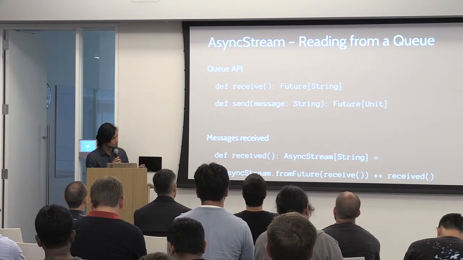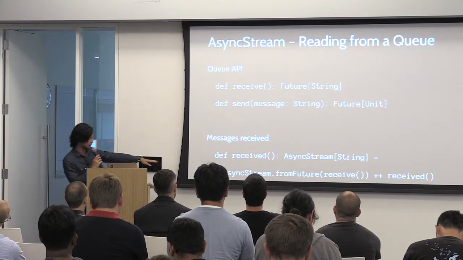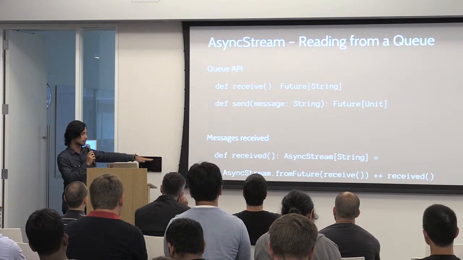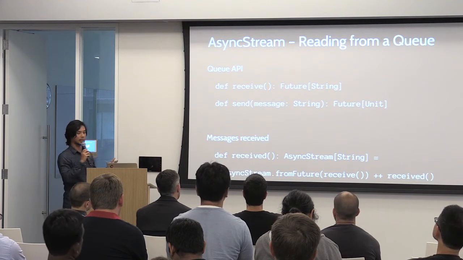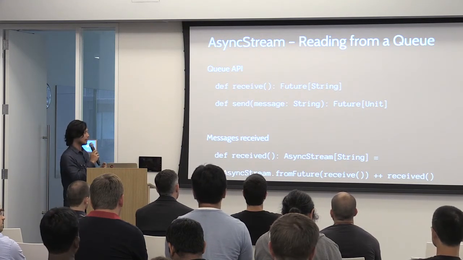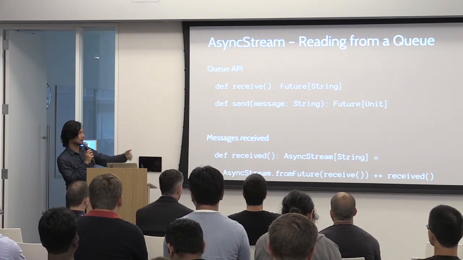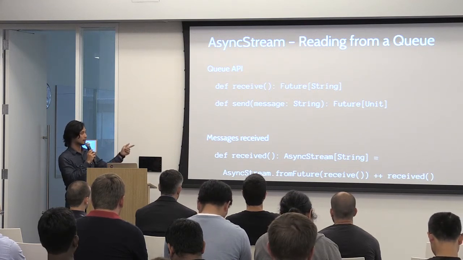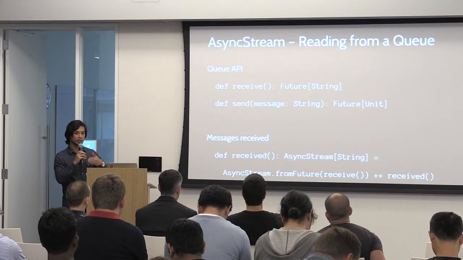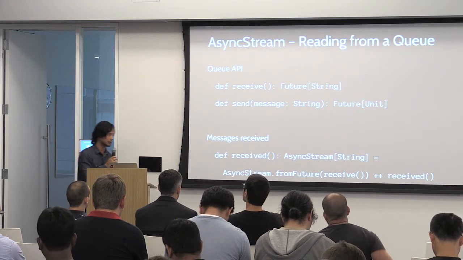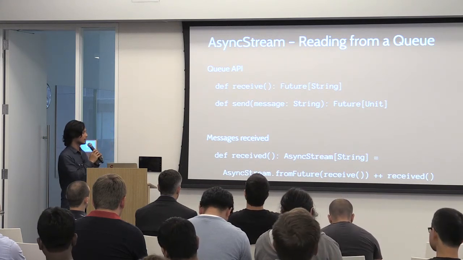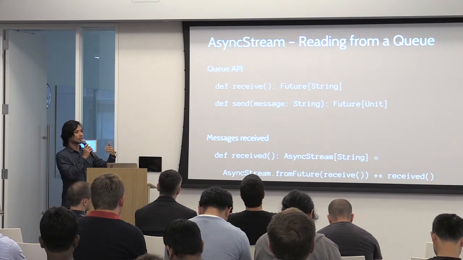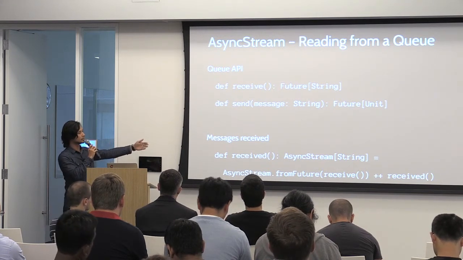Right at the bottom there, that's how you convert it. You take receive, which gives you a future of string, and fromFuture gives you an async stream of string. And then you concatenate it with a recursion on receive. But that will only get called if it's demanded. And that's important. So what you get is repeated calls to receive.